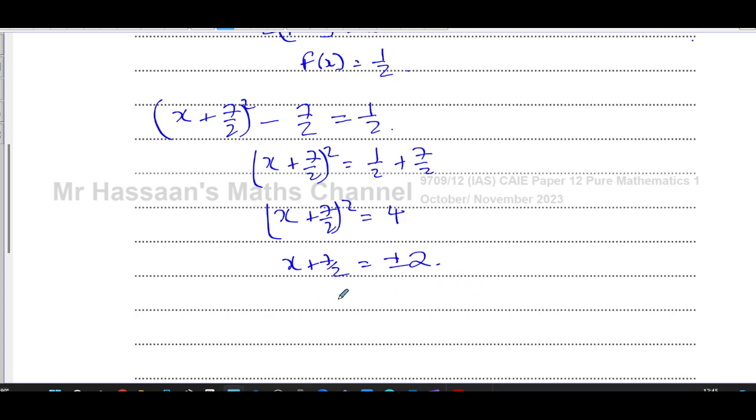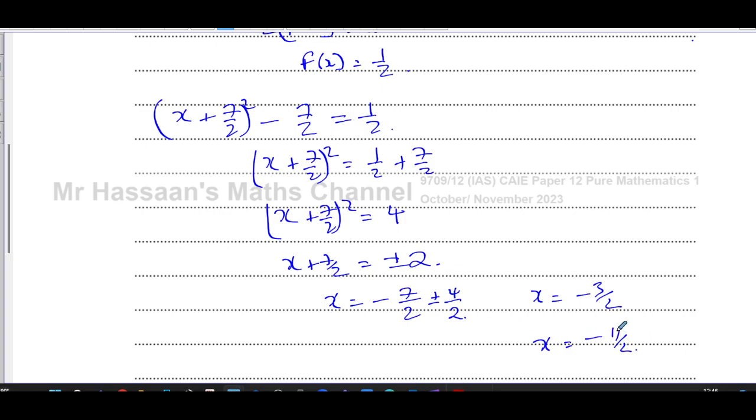And now we can subtract 7 over 2 from both sides. So we end up with, that's 2 is like 4 over 2. I'll write it like that for now. So we have minus 7 over 2 plus or minus 4 over 2. So x can either be minus 7 over 2 plus 4 over 2, which is going to be minus 3 over 2. Or x can be minus 7 over 2 minus 4 over 2, which is minus 11 over 2.